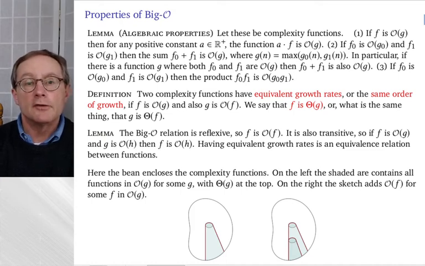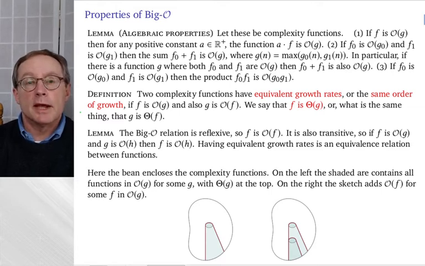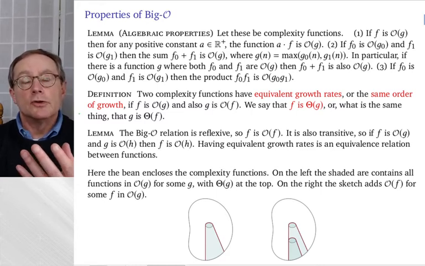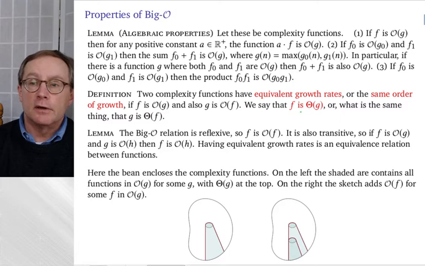So in that case, the picture that we had a couple slides ago, I won't annoy you by clicking back, of 4x squared and 3x squared applies, that the two track together. So they have equivalent growth rates, or the same order of growth, if f is big O of g and also g is big O of f. We say that f is big theta of g, or what's exactly the same thing, that g is big theta of f.